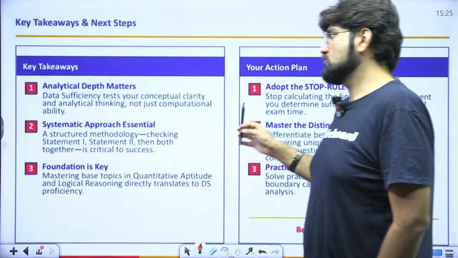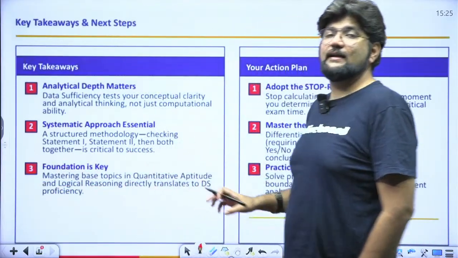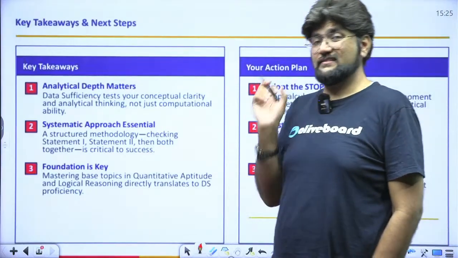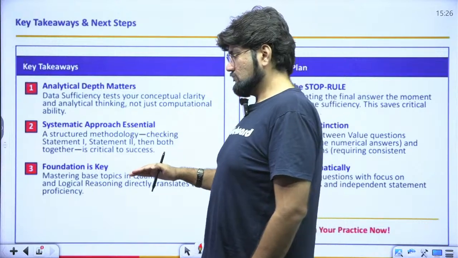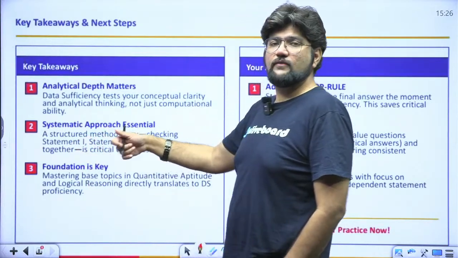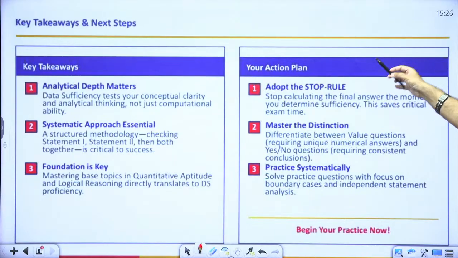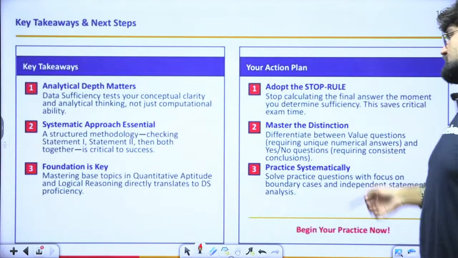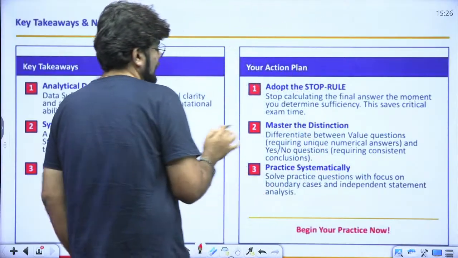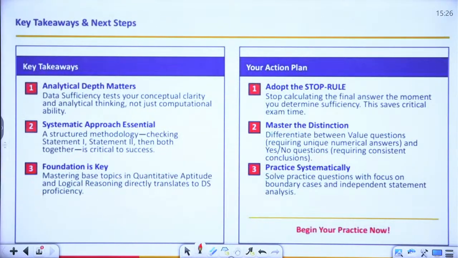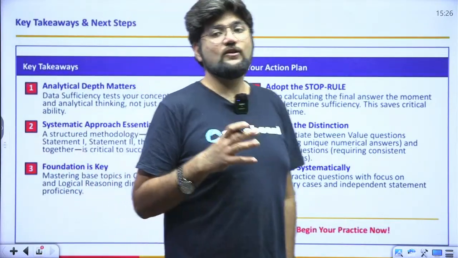Foundation is the key. Of course, your key skills, your core concepts need to be completely revised and completely understood. Your basics need to be clear so that you can analyze how much data is minimum required for you to solve this particular question. So your action plan, that means how you'll work on it: adopt the stop rule, master the distinction, that is, differentiate between value questions and yes no questions, and practice systematically. So keeping all these pointers in mind, you can definitely ace this topic, data sufficiency, and you can get better at it.